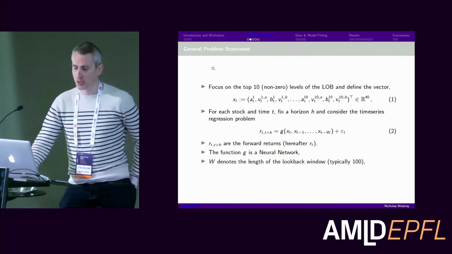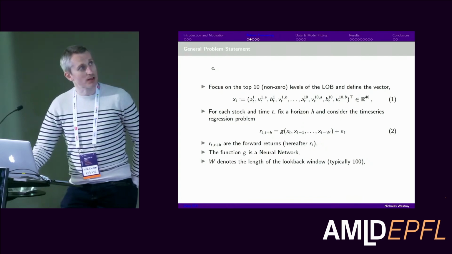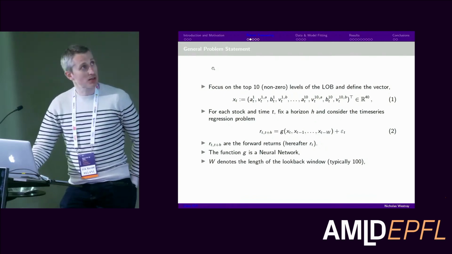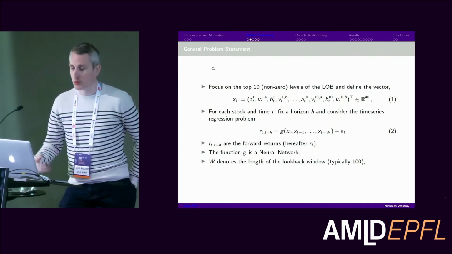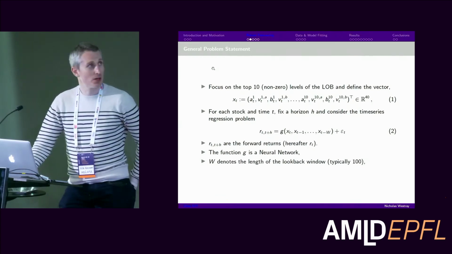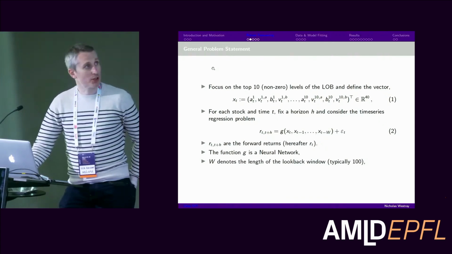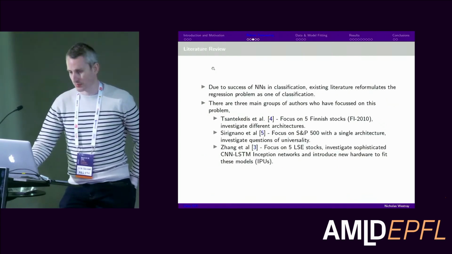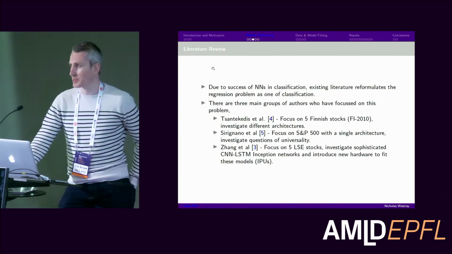Okay, so what are we trying to do here? So we are looking at the top 10 non-zero levels of the limit order book, and we are building this vector of length 40, which contains ask prices, volumes at the ask, bid prices and volumes at the bid, and we have the top 10 levels of these, and we want to do a kind of time series regression problem. We want to forecast forward returns, and we want to forecast them in terms of lagged order book states. And these, we're going to use neural networks to do this, and we're going to use a horizon of length 100.